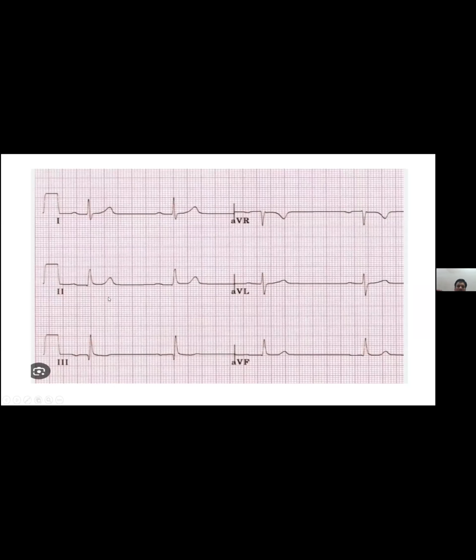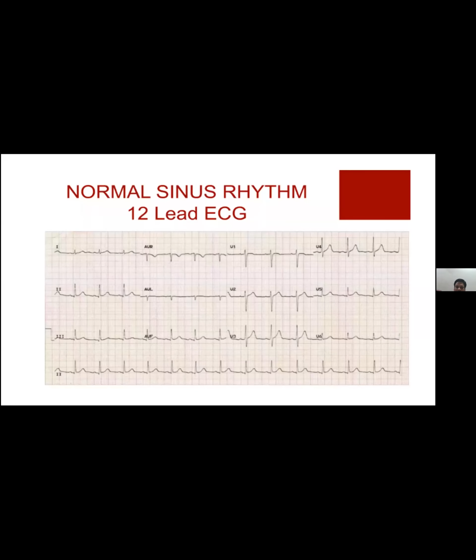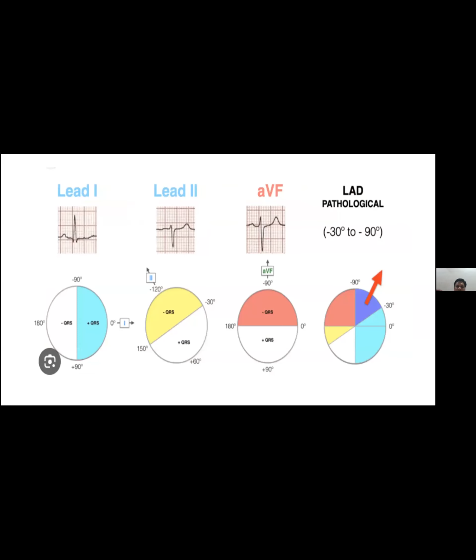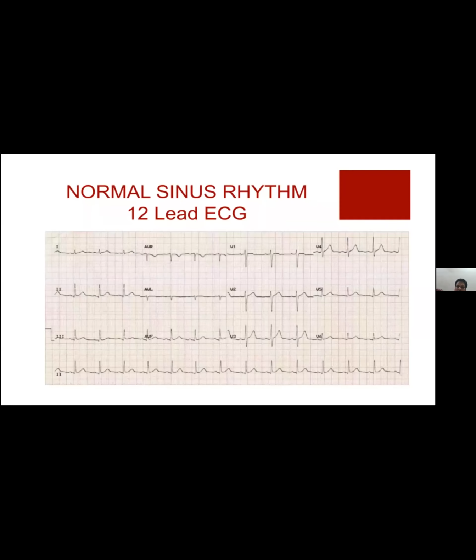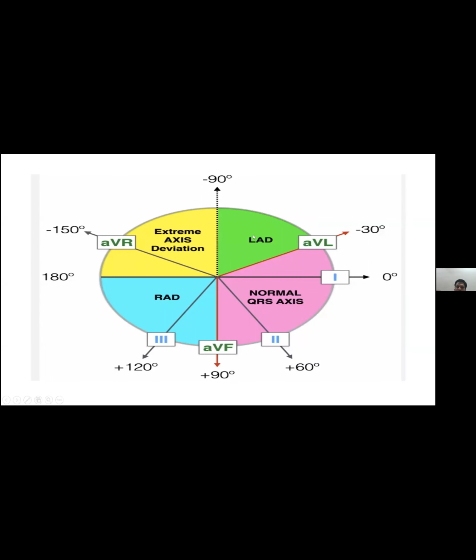In AVR, you will have a predominantly positive QRS complex. Then you have to take this as an equiphasic complex, and that is the axis for the patient. Whenever there is going to be a left axis deviation, you will have something else. Beyond this is LAD, left axis deviation. Up to minus 30 to plus 90 is normal.